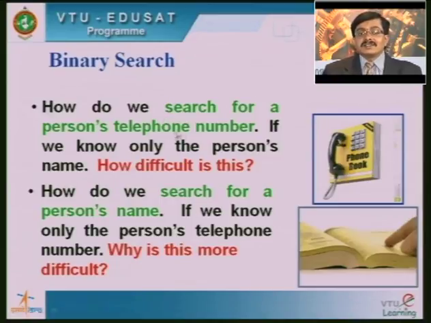The reason is, when the person's name was given, since the book itself is completely arranged in alphabetical order, we can directly look for that particular name. But here it is not the case, because the telephone numbers are not in any particular order. So it is very difficult to look for the particular person's name just by having the telephone number. Look at another scenario.